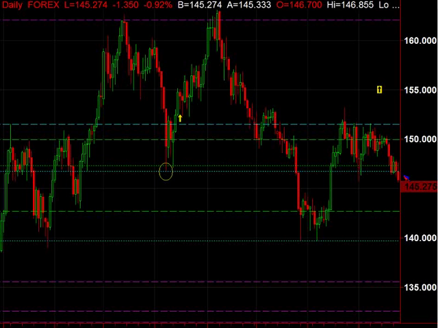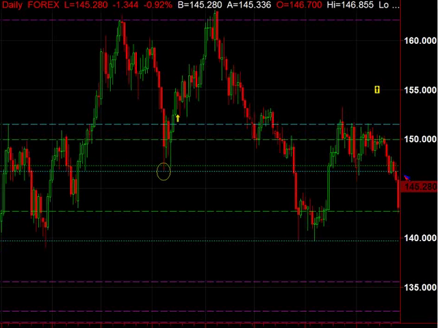And you want to stay with it because it's going to pay you. And look at this move. It took you from 146.74 all the way down to 142. In one day, you got paid 400 pips.